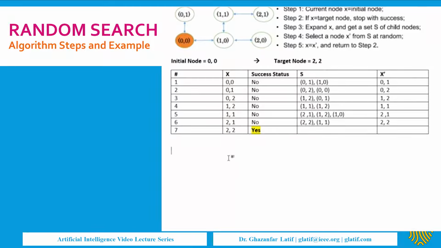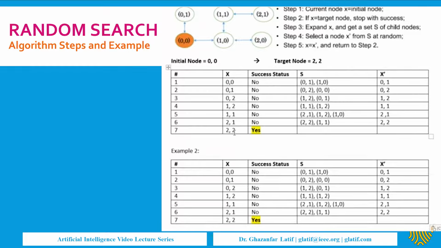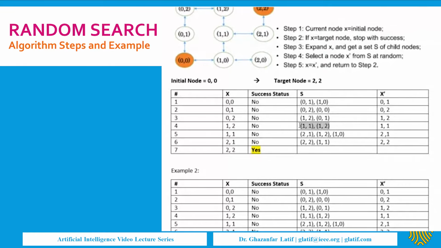If you want to have example 2, I will try to make some modification in this algorithm in the same table, but this time let me show. We were having this state 1, 1 and 1, 2. I will try to make changes over here. From here I selected 1, 1 as x prime. Let's suppose if we select 1, 2 as x prime, what will happen?